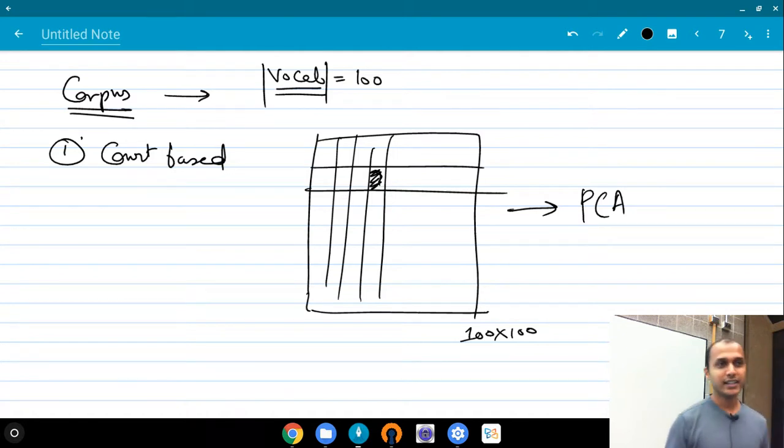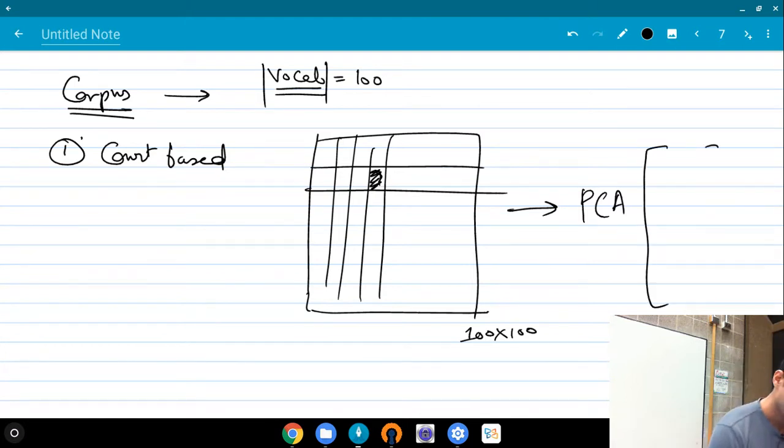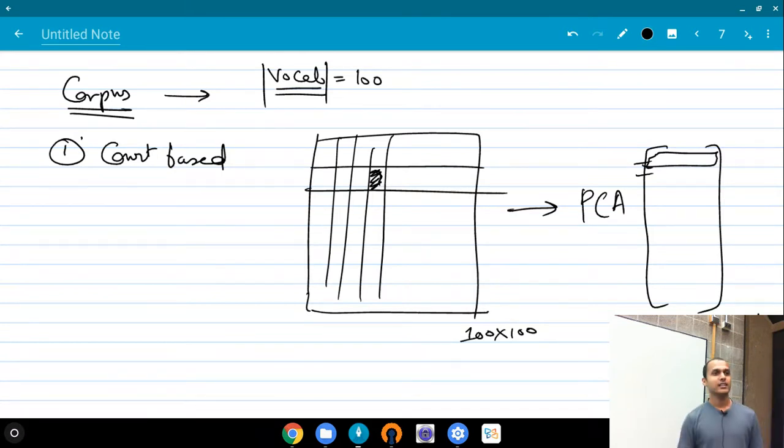So PCA, as many of you know, is essentially a way to reduce dimensions, right? So what would PCA give me? It will give me a matrix which is 100 cross whatever dimensions I pick, for example, D. So for every word it will give me a d-dimensional vector. So this is an example of a vector. Now for each word I have a vector, and the vector hopefully captures the semantic meaning of the word. That's the idea here.